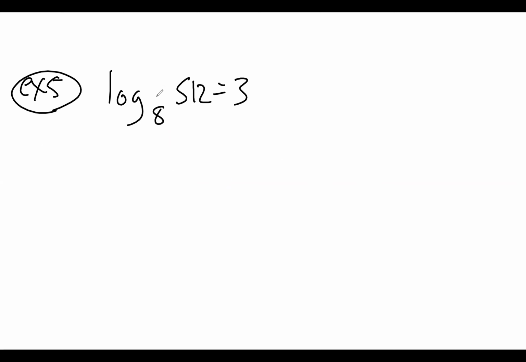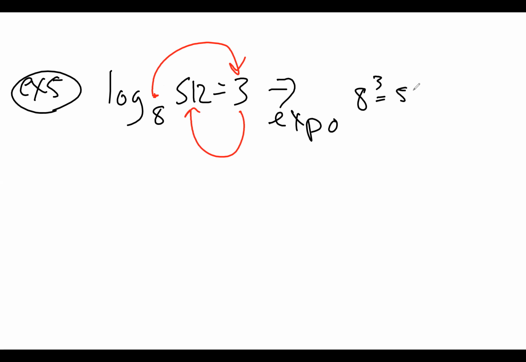So where is my pen going to start? 8. And where's it going to go? To the 3. And where's it going to go from there? To the 512. So what's my expo function going to look like? 8 to the 3rd equals 512. Now, is that a true statement? Yes. All right, one more, and this time you guys do it without me.